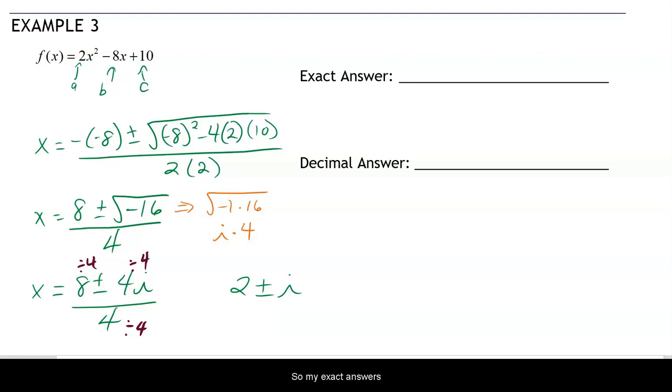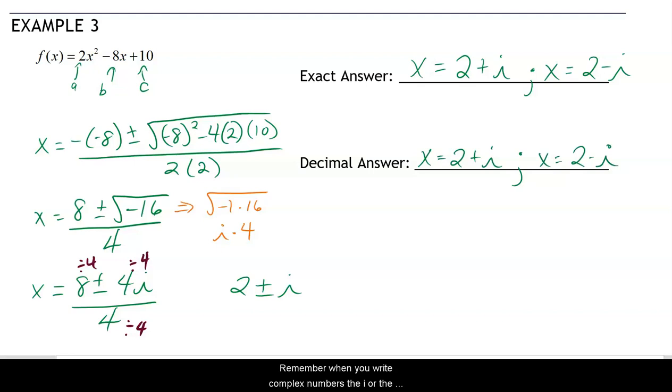So my exact answers would be x equals 2 plus i and x equals 2 minus i. In this case, again, since there aren't any radicals, our exact answer and our decimal answer will be the same. x will equal 2 plus i, and x will equal 2 minus i. Remember, when you write complex numbers, the i, or the imaginary part, always goes at the end.